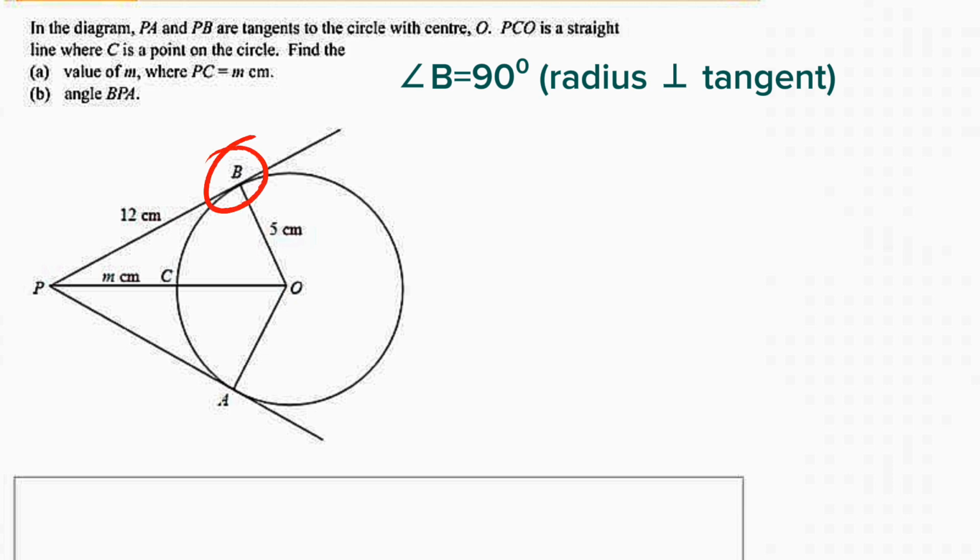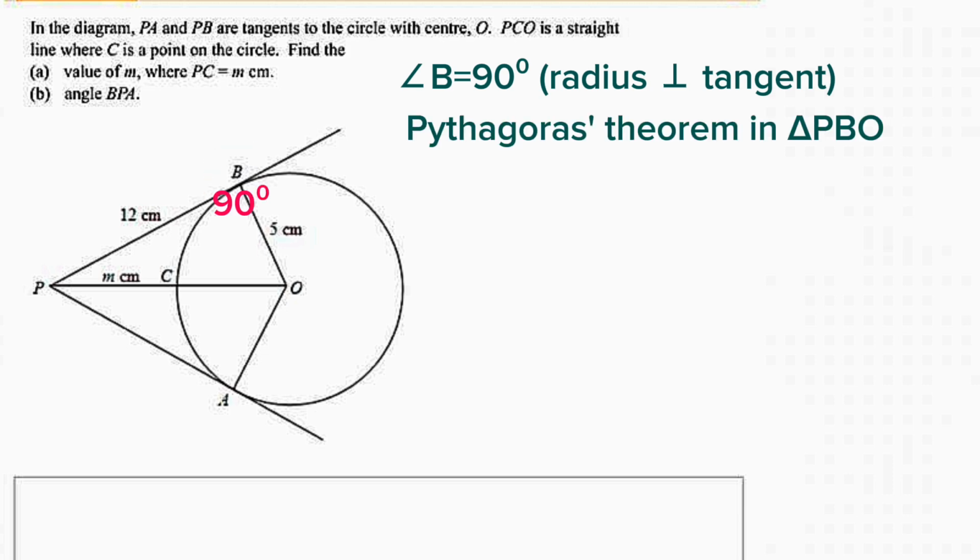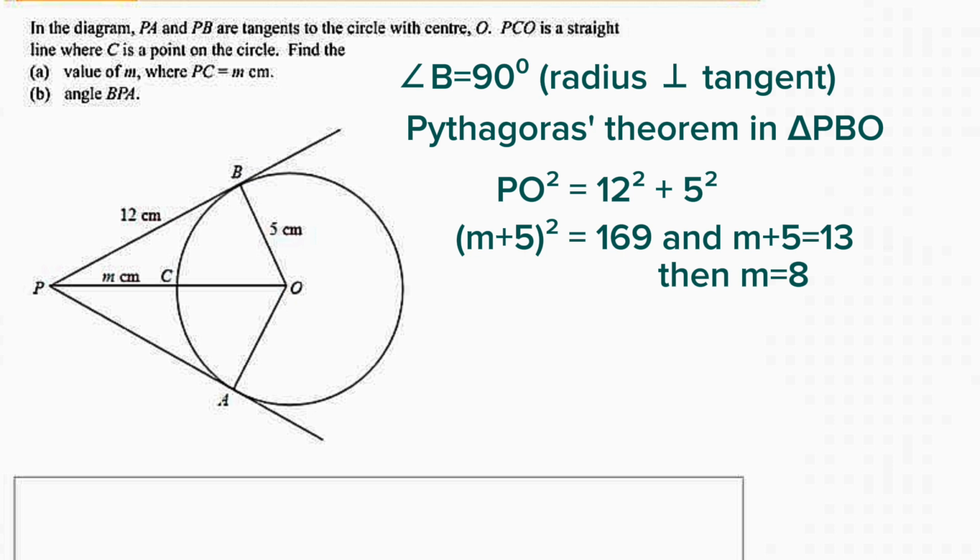The radius BO is perpendicular to tangent PB. Then we have angle PBO is 90 degrees. You may use Pythagoras theorem for the right angle triangle PBO. PB squared plus OB squared equals PO squared. 12 squared plus 5 squared equals (M plus 5) squared. 169 equals (M plus 5) squared, and 13 squared equals (M plus 5) squared, or M plus 5 equals 13. Then the value of M is equal to 8.